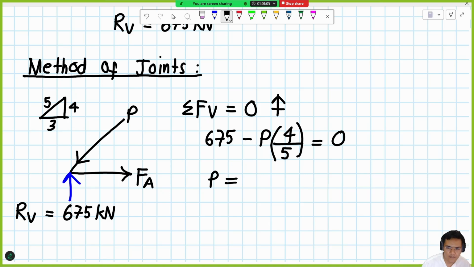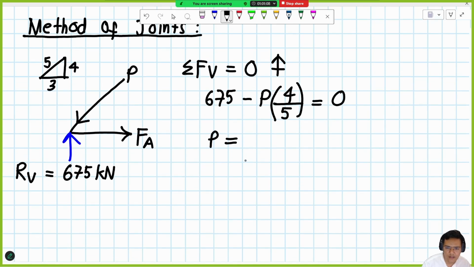Okay, sige. Siguro ganito na lang, no? Since may value naman kayo diyan, ang gagawin ko na lang siguro pag nilipat mo tong P sa kabilang equation, magiging positive. Tapos para makuha mo yung value ng P, i-multiply mo na lang yung both equation by 5 over 4, para ma-cancel out.